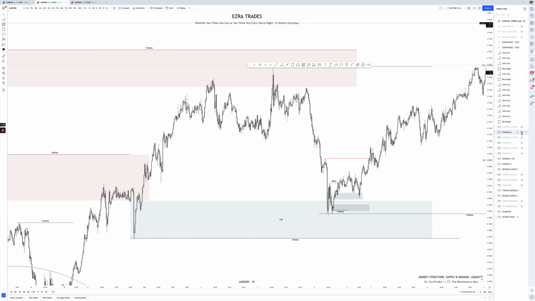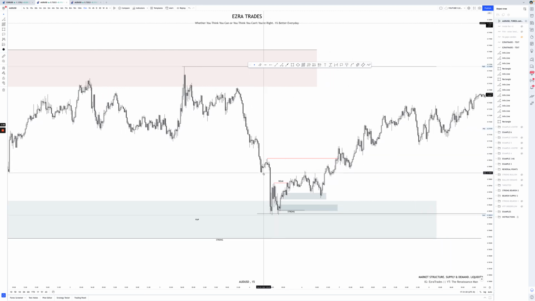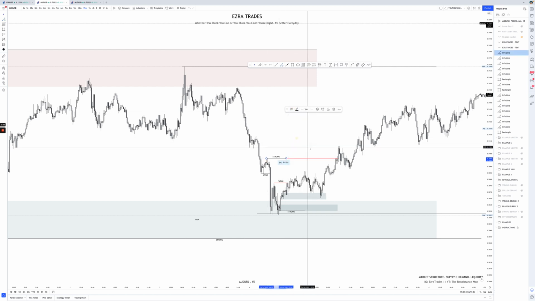Example 6. So here, what do we have? This area is where we got a pullback, continuation, break structure downside, right? So this area, this gave the pullback here. Let's say this area was weak, right? This area was strong as this broke structure to the downside, right?